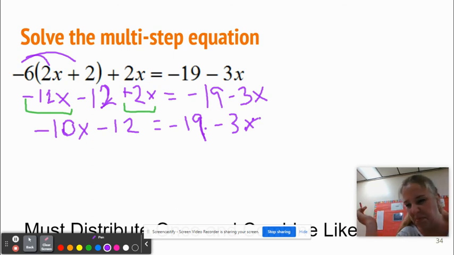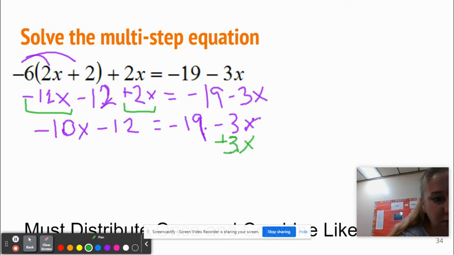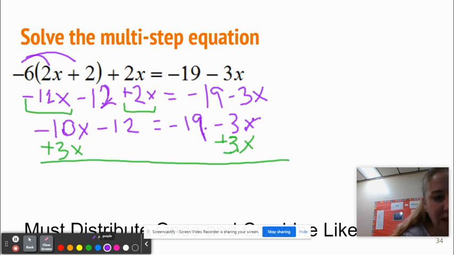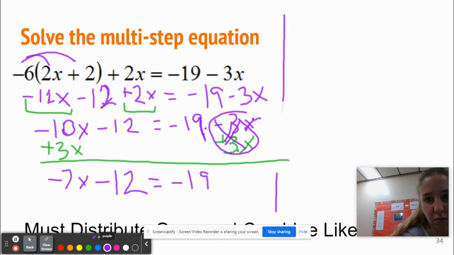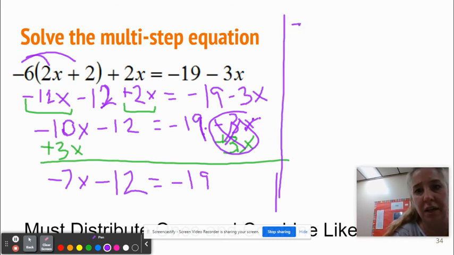You know what? I usually do positive coefficients, but let's just bring it to the left. Let's take this and bring it over. Okay. So negative 10x plus 3x, that's negative 7x minus 12 equals negative 19, which I never did anything with. And then these turn into 0. So they kind of disappear. I'm going to continue over here. We got negative 7x minus 12 equals negative 19.